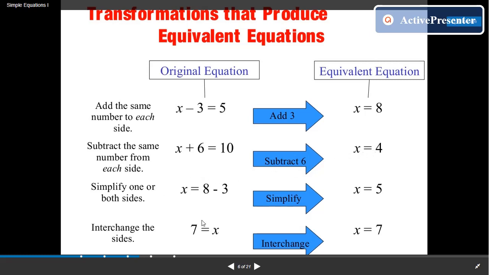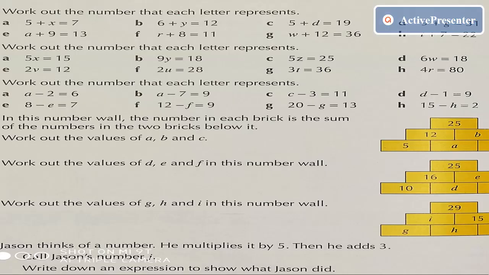For the next two examples, it's just how you can actually simplify and find a variable without doing the inverse operation. So simplify one or both sides, x equal to 8 minus 3. Simple operation, just 8 subtracted by 3 is going to be 5. x is equal to 5.